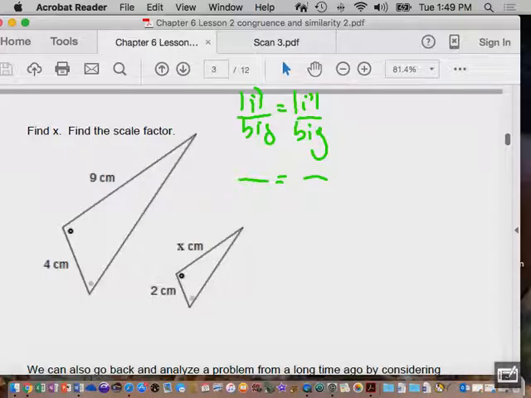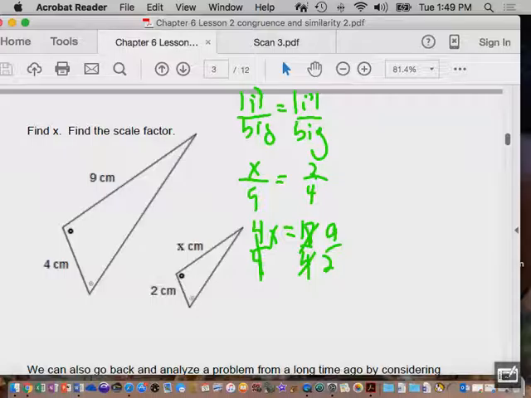What matters is consistency. I tend to look for the X first. So X pairs up with what? 9. So X is to 9 as what to what? 2 to 4. 2 to 4, good. Cross multiply. 4x equals 18. Divide by 4. Reduce it, I get 9 over 2.